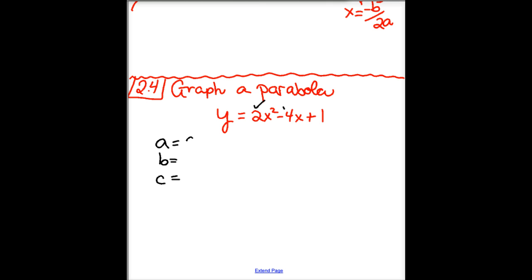You're going to pluck off A, which is 2, B, which is negative 4, and C, which is 1. Then what I'm going to ask you to do is find the axis of symmetry. And I want you to write the formula for that down. To find the axis of symmetry, we do x is equal to negative b over 2a. I want you to do that right now for this problem.